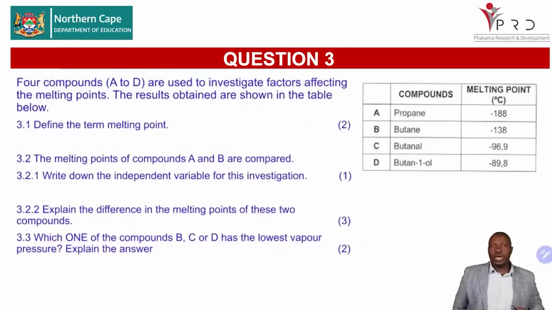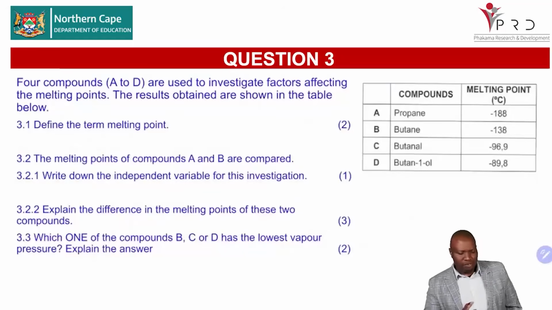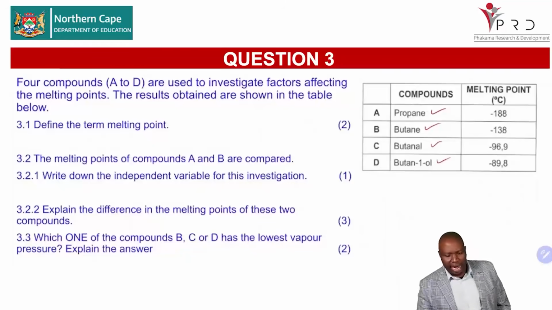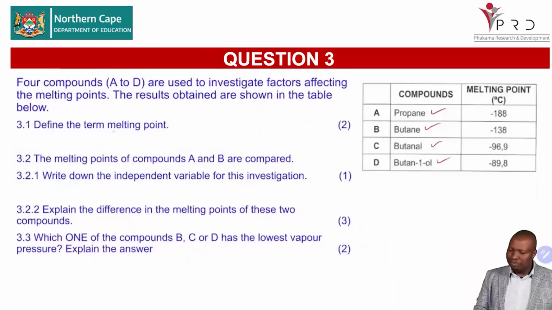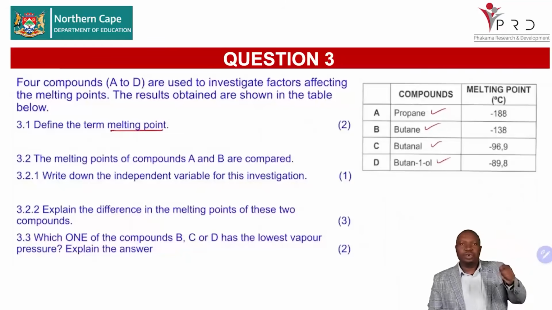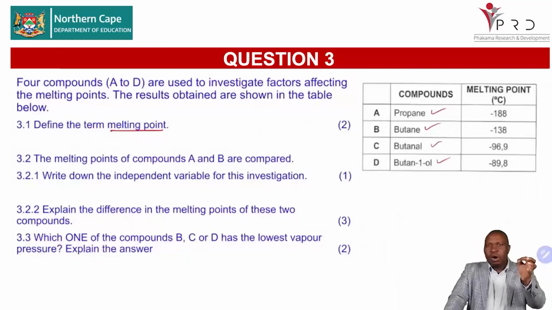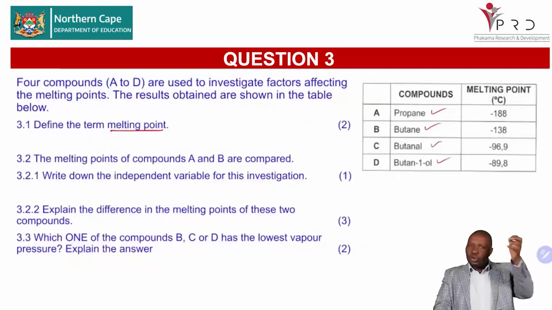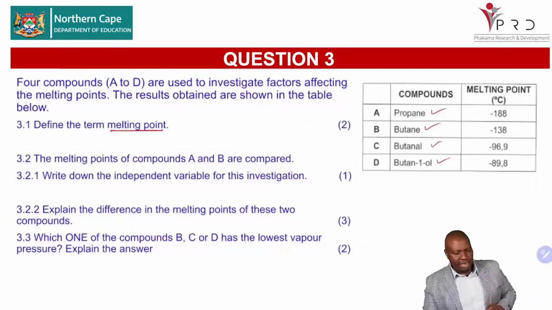And then to look at an example here, we're given 4 compounds A to D: your propane, your butane, your butanol, and your butanol. So it's very important for you to have that understanding there. The first question was, define the term melting point, and already we've emphasized that with melting point, we're talking about equilibrium. We said it's the temperature at which the solid phase and the liquid phase are at equilibrium.